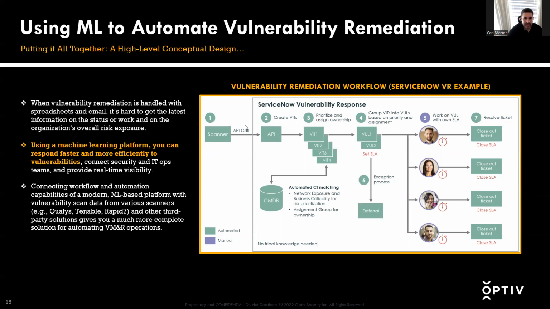What you would want to do is definitely leverage a machine learning platform, as I've discussed in previous slides. The way you do that is shown here in this diagram, where you take the results from a scanner, put it into a platform like ServiceNow, for example, through an API call, create a vulnerability item ticket within the system, and then prioritize actions based on the assigned owners. Each of the vulnerabilities that are associated with an asset might go to different vulnerability owners, for example.